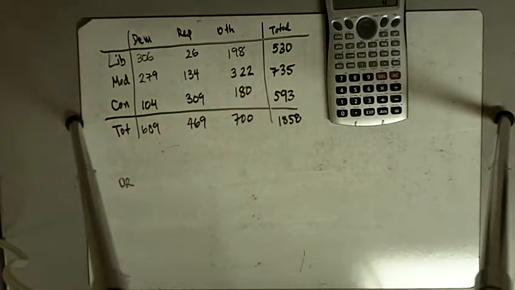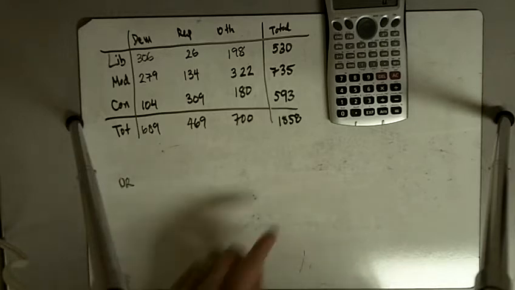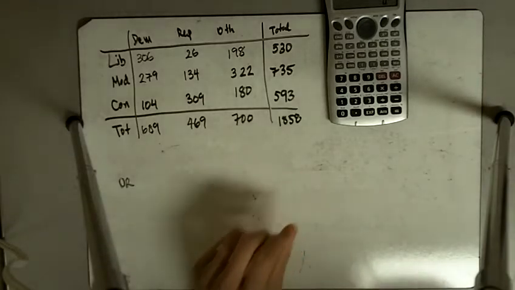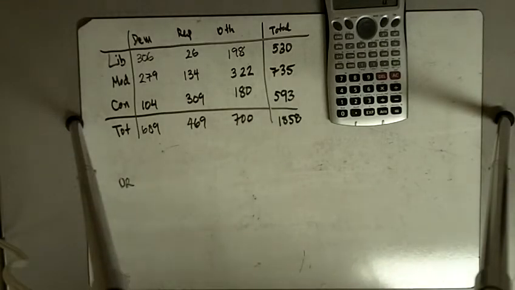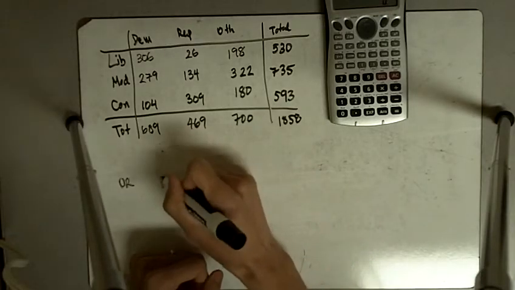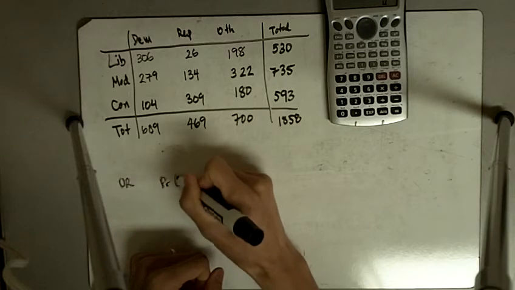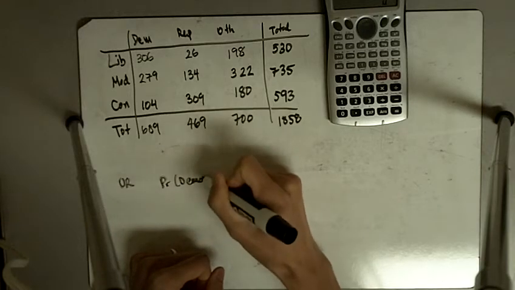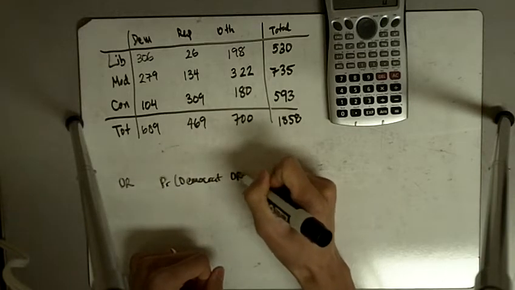Okay, we're still using the same table of data, and it says select someone at random from the 1858 people, and we want to know what's the probability that a person is a Democrat or a Republican. So what is the probability that someone is a Democrat or a Republican?